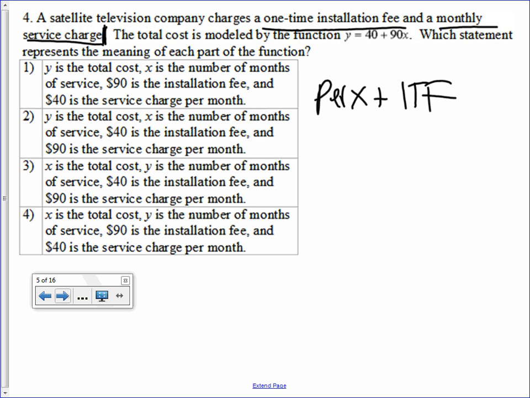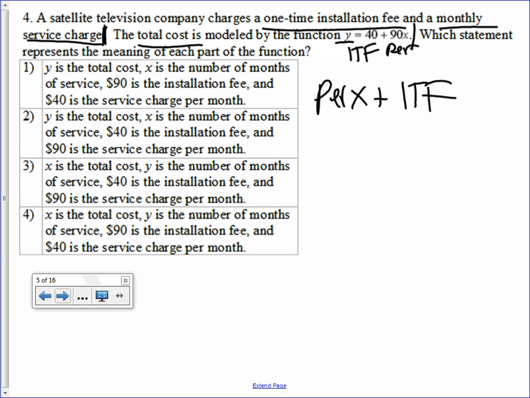I'm going to read on to the next sentence. The total cost is modeled by the function y equals 40 plus 90x. Yes, I can tell it's a linear function now. It definitely is. Per is in front of the x. So the 90 is the per, and the 40 is the one-time fee. It says the total cost is y, and the x is your per. So in this case, that's your per month.